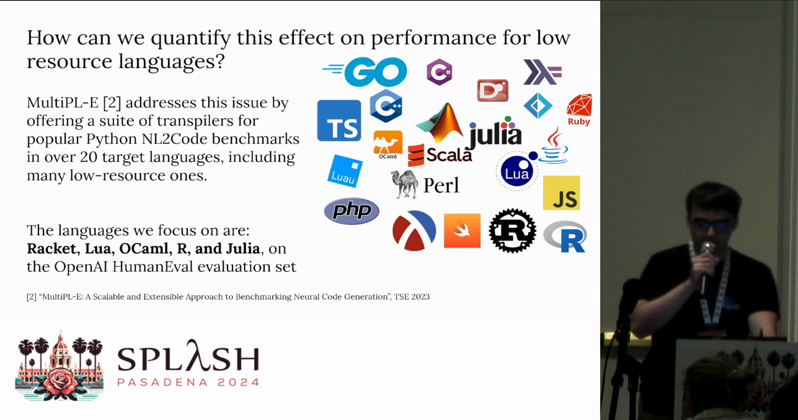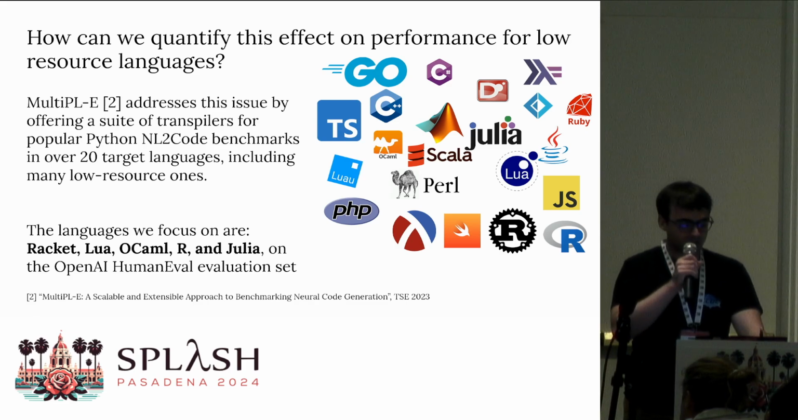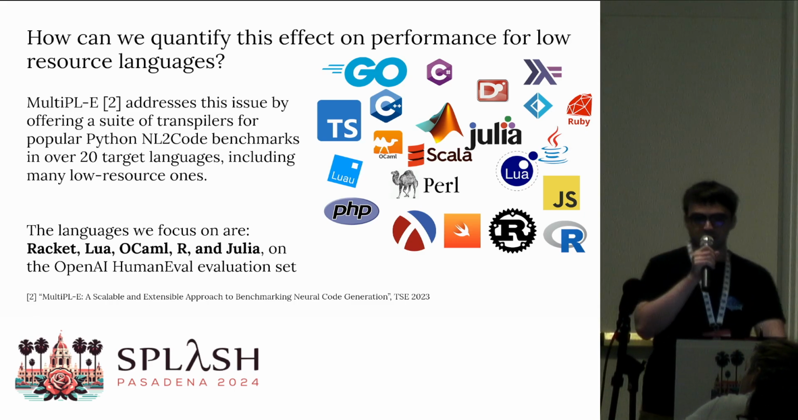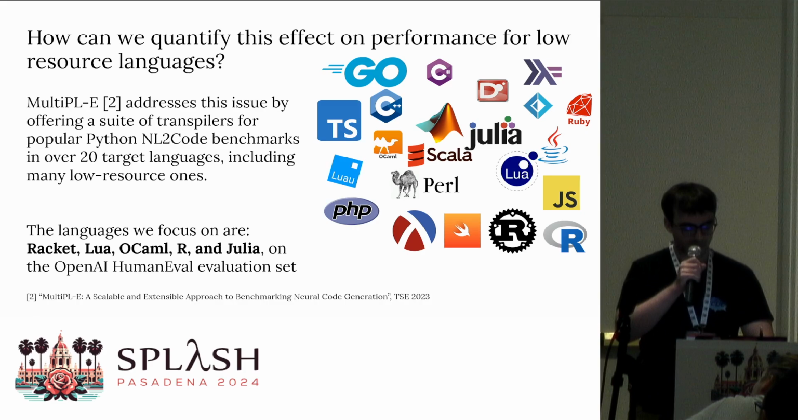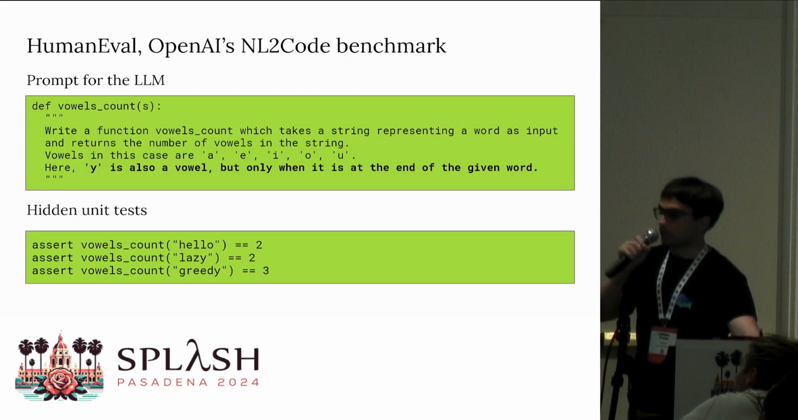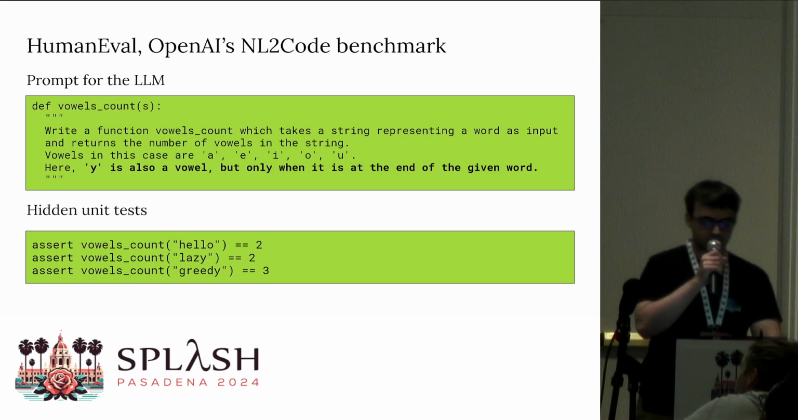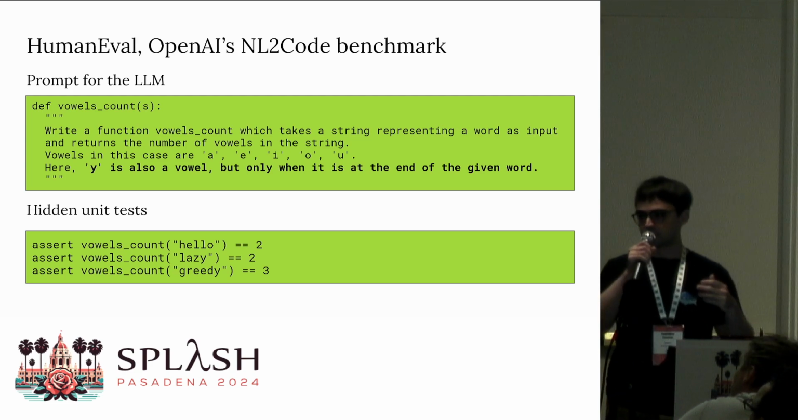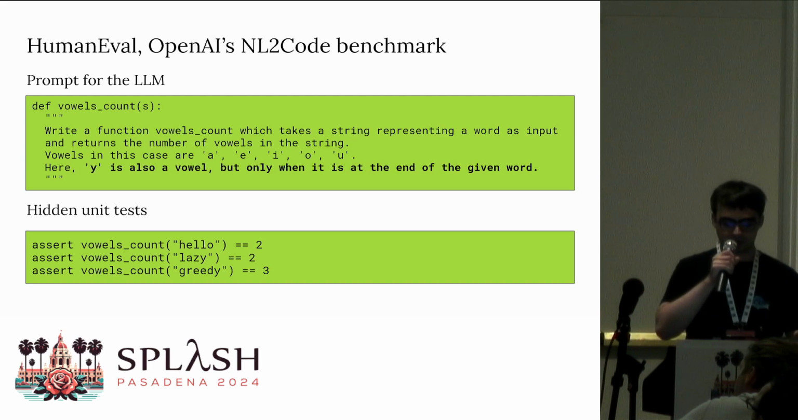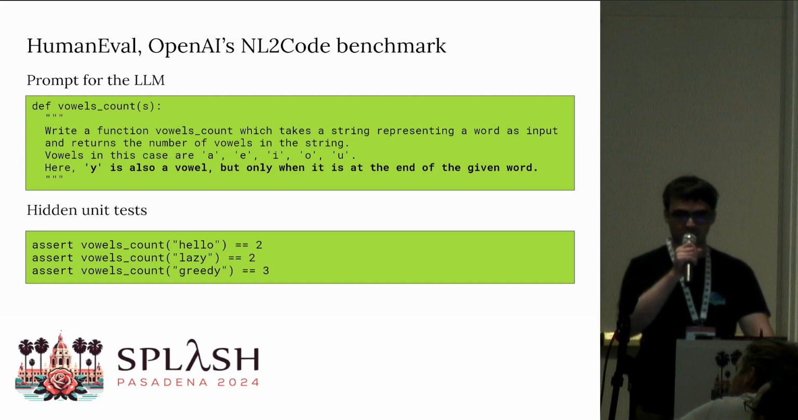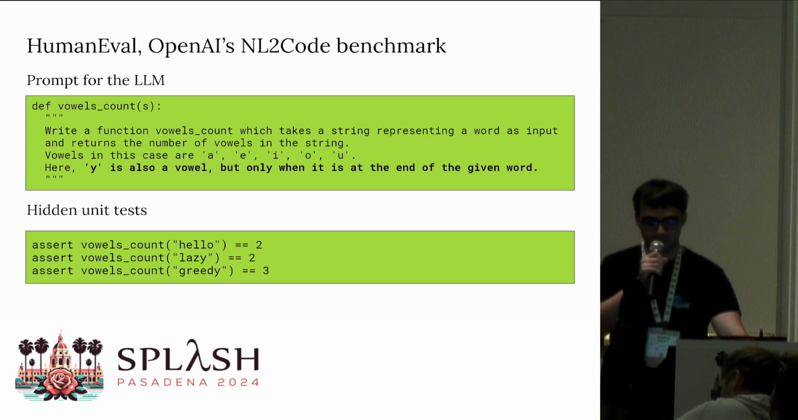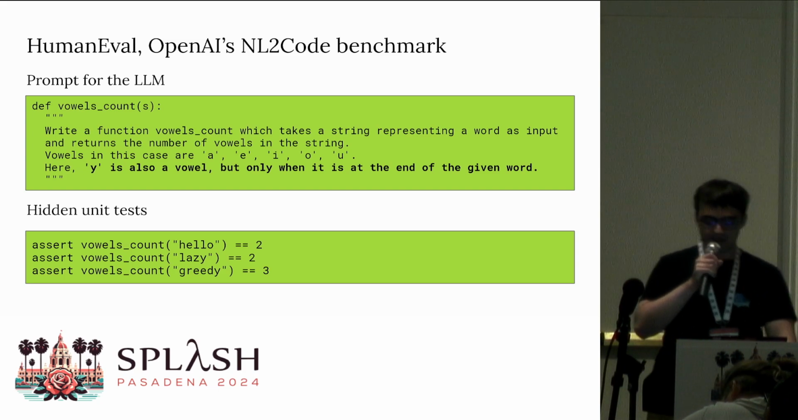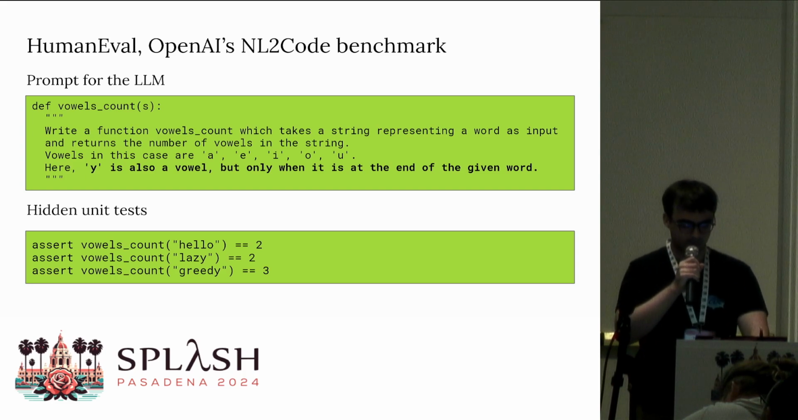In this work, particularly, we care about the smaller set of languages, which is Racket, Lua, OCaml, R, and Julia, and the OpenAI HumanEval evaluation set, which seems to be quite popular here as well. And so this is an example from HumanEval. We have seen some before from previous talks. You basically give this function signature with the docstring to the LLM, it produces an answer back, and you run this on unit tests that are not shown to the LLM at generation time. And for the model to get the question correct, it has to pass all of the unit tests.